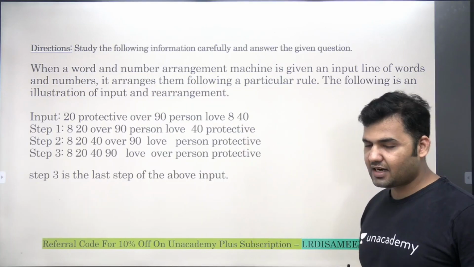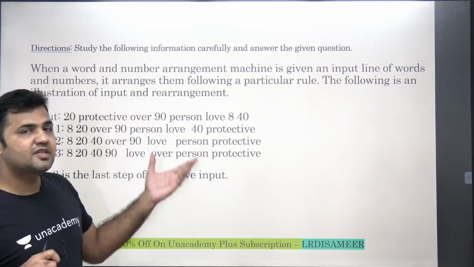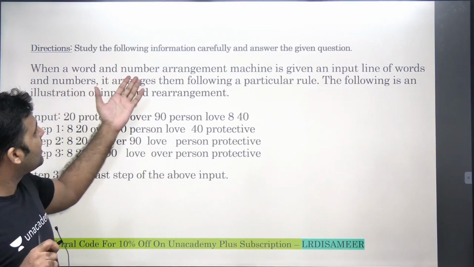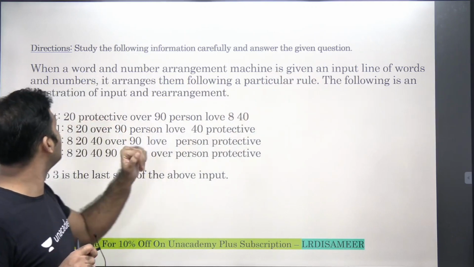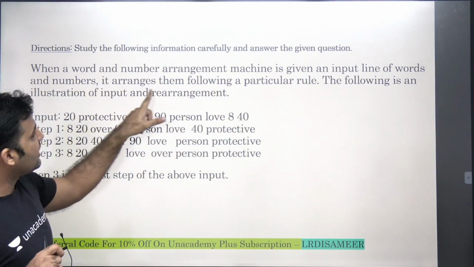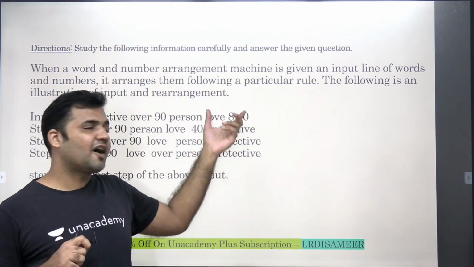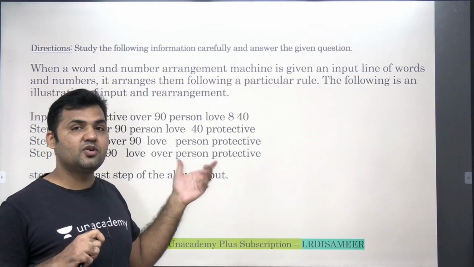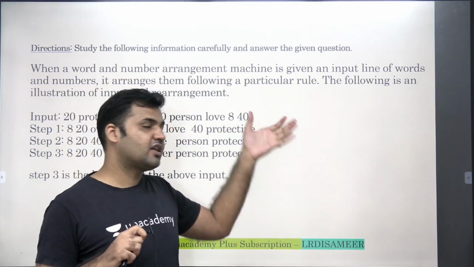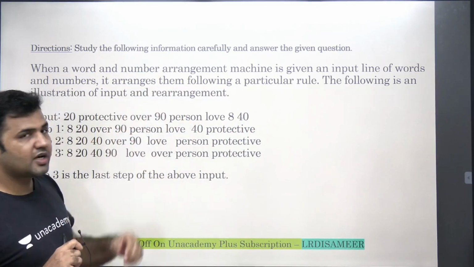Now this is a set that I was talking about. Now look at it, observe how the elements are moving. When a word and a number arrangement machine is given an input line of words and the numbers, it arranges them following a particular rule. Again, the rule will never be mentioned. You have to observe the step-by-step output of the machine and you have to define the rule, right, looking at these steps. Following is an illustration of the input and the arrangement.